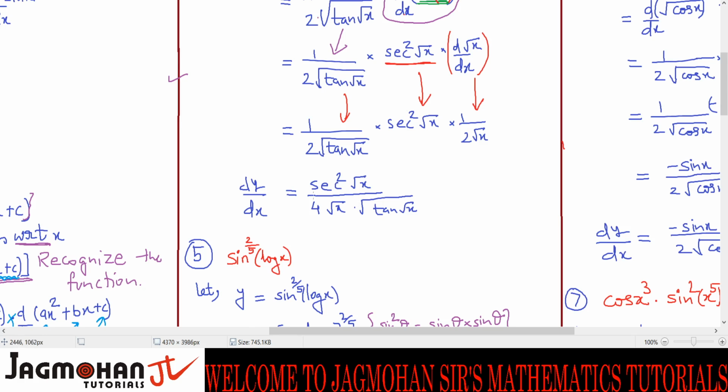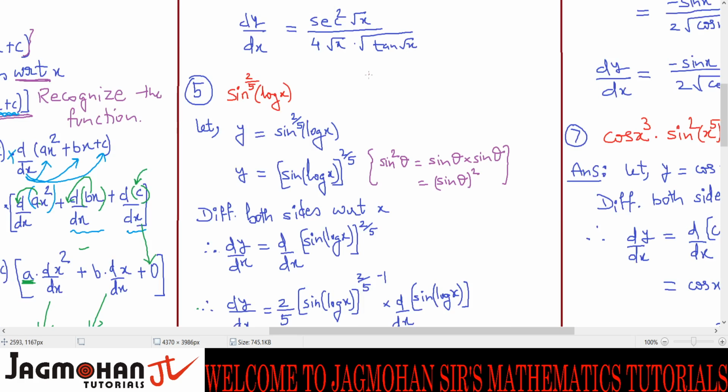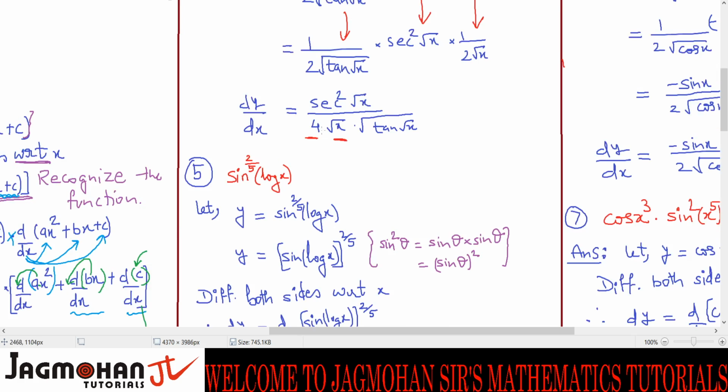See, 2 into 2 becomes 4, then root of x, and then root of tan x. So 4 root of x and root of tan of root x. So this is your final answer.